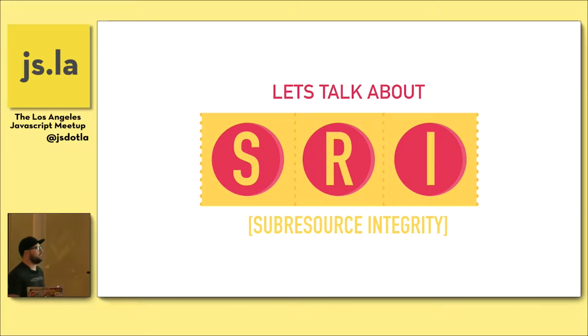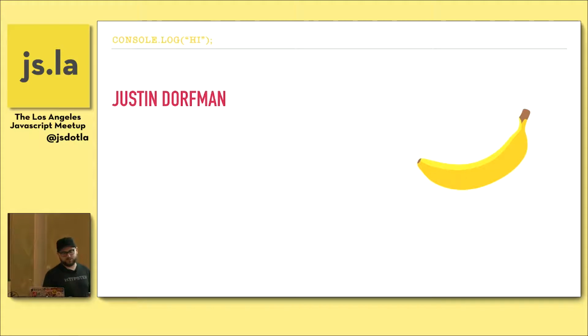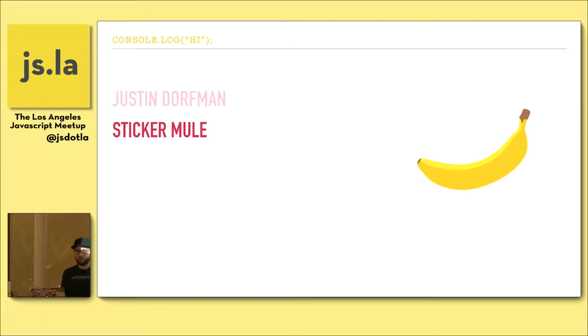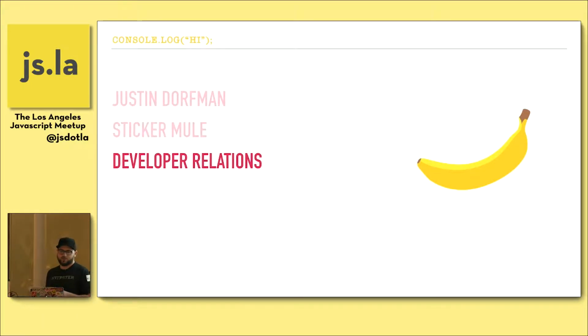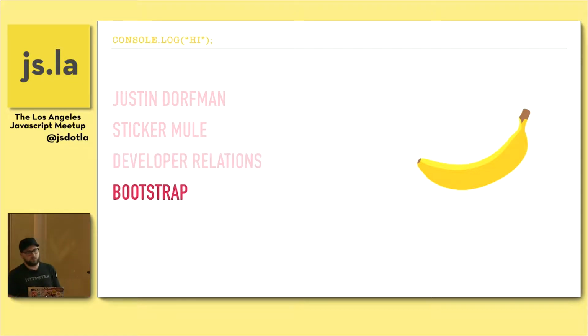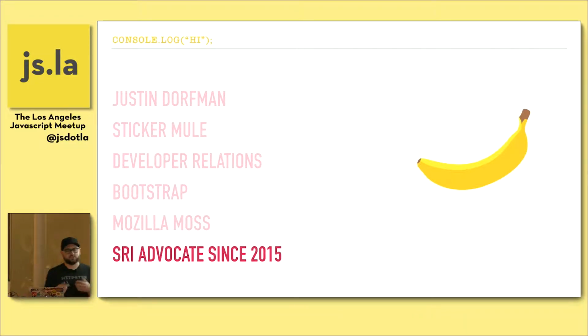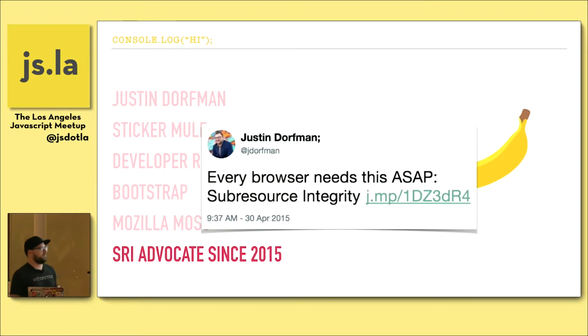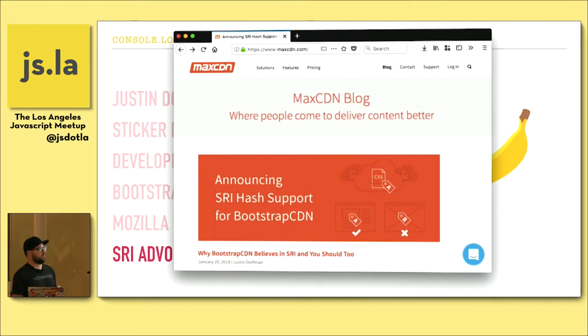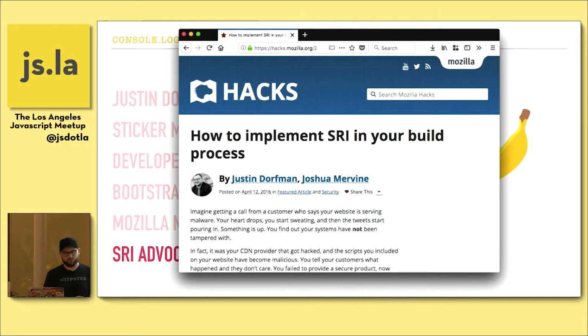Let's talk about SRI. Real quick, my name is Justin Dorfman. I work at a company called Sticker Mule. I do developer relations. I'm on Bootstrap's core infrastructure team managing the CDN. I'm on Mozilla's open source support program, also known as MOS, where we issue grants to open source projects. And I've been an SRI advocate since 2015. This is my first tweet, my first blog post, and my second blog post.